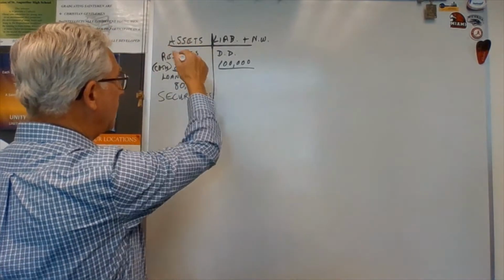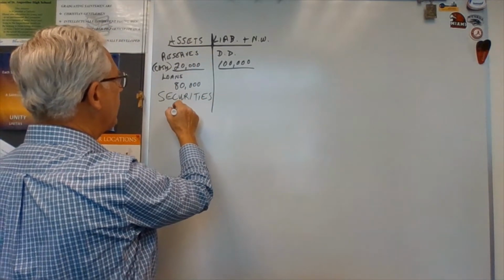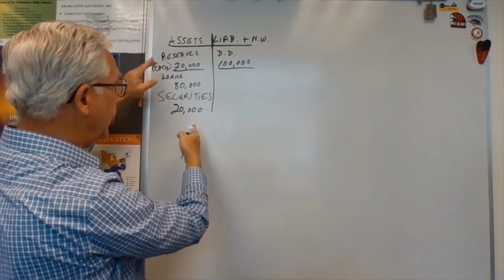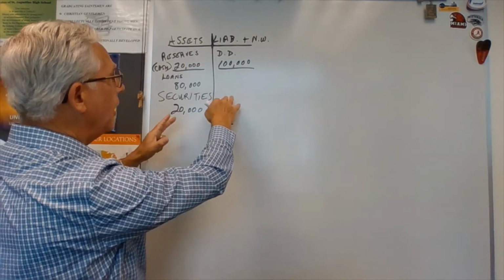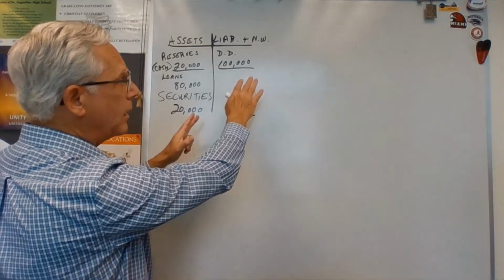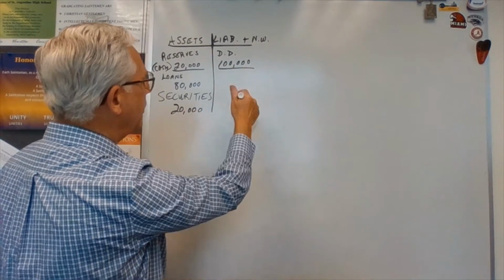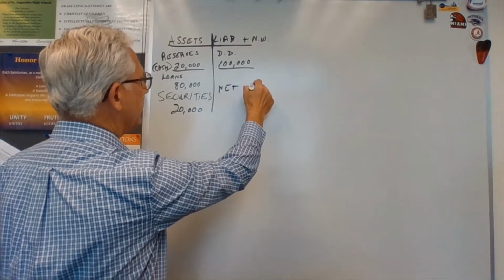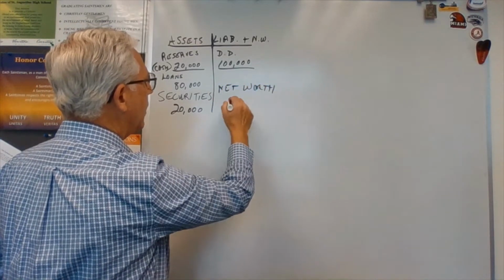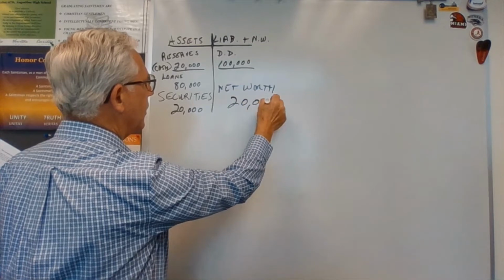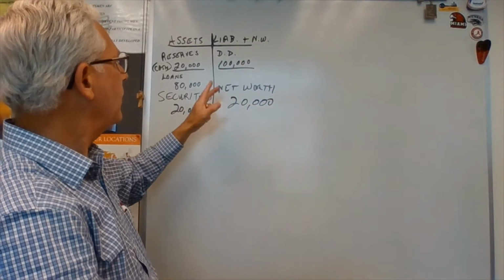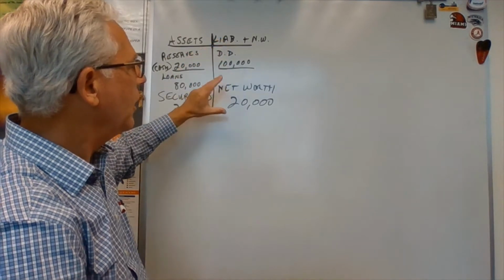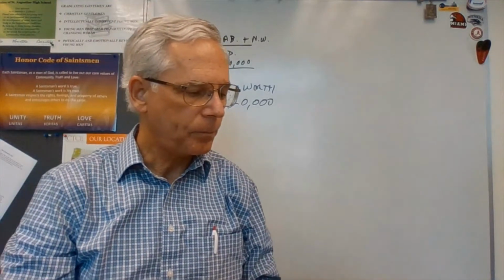So let's say that this bank has securities of, say, another $20,000. So now the left-hand side adds up to $120,000. On the right-hand side, it's only got liabilities, demand deposits of $100,000. So there must be net worth of $20,000 in this bank. So net worth is the assets minus the liabilities.